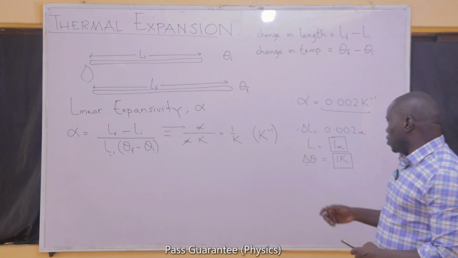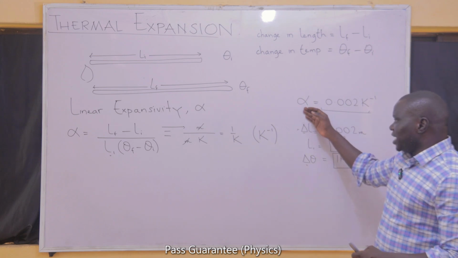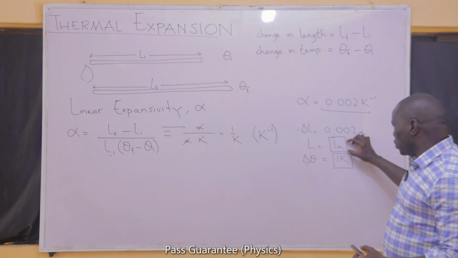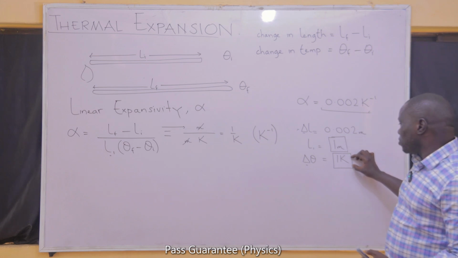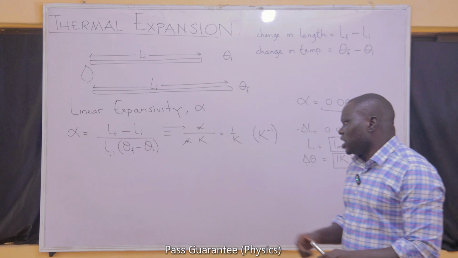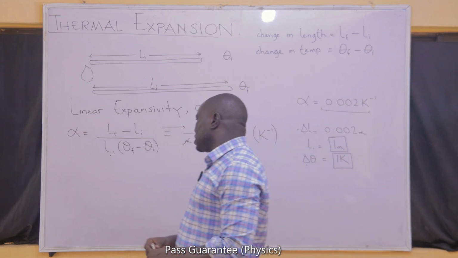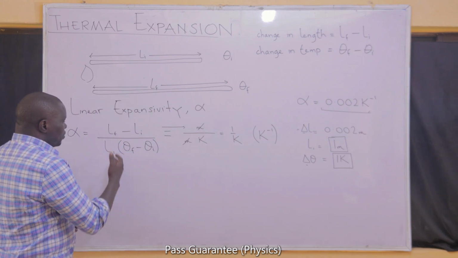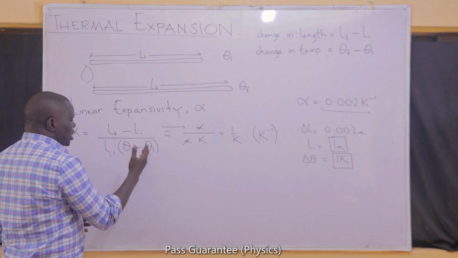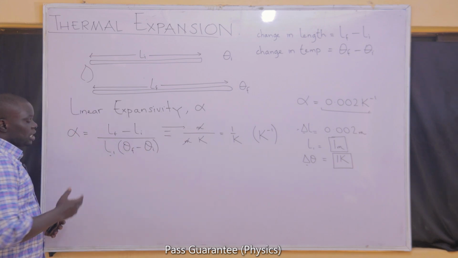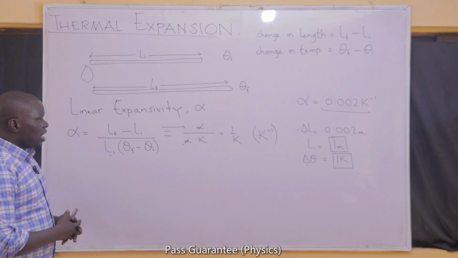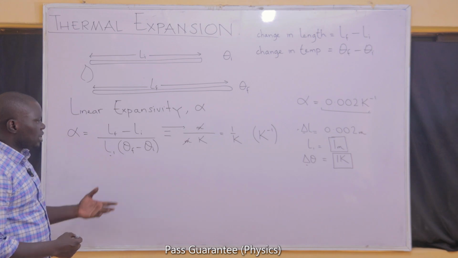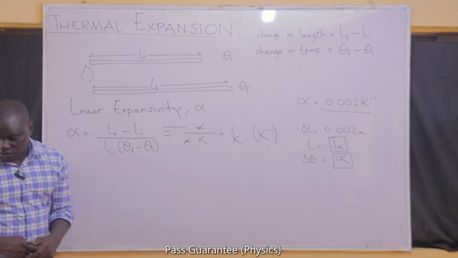So the significance of linear expansivity is for you to know that it is basically the change in length that will occur with a unit length of that material when you increase its temperature by 1 Kelvin. If you give me any 4 quantities in this expression, I can find the linear expansivity. If you give me the final length, the initial length, the final temperature, and the initial temperature, I can easily find the linear expansivity alpha. If you give me alpha with any other 3 on this side, I can also simply find the 4th one. So this is the formula for linear expansivity.